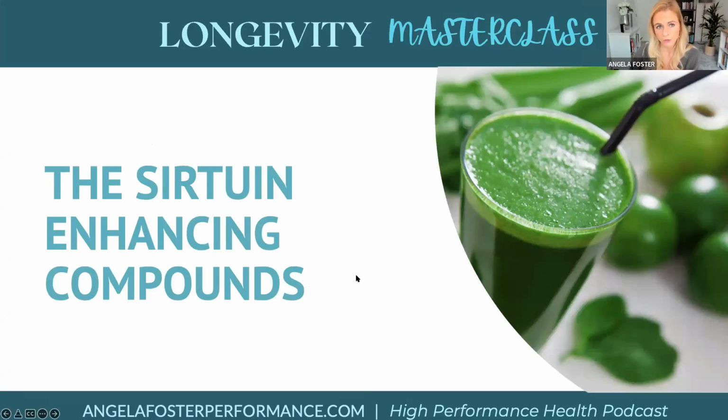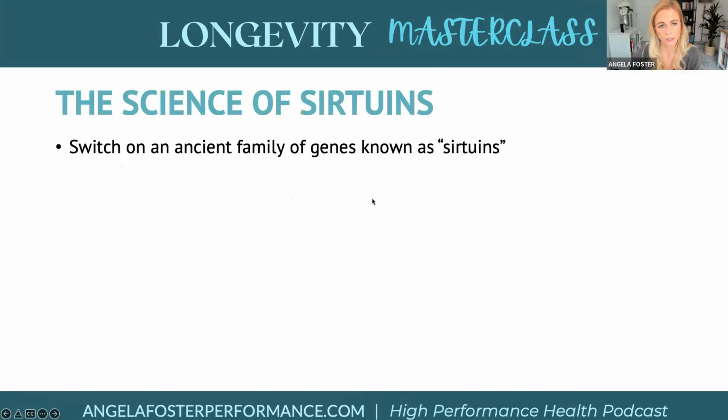The sirtuin enhancing compounds are really important. We talked about them there: rosmarinic acid, resveratrol, quercetin, really important, EGCG from green tea. There are other ones, and they basically activate these sirtuin genes, which are your longevity genes within the body. So I just want to spend a few minutes on that, just conscious of time, to make sure that you're getting these in your diet. For some of you, this will be a refresher. They're switching on an ancient family of genes.